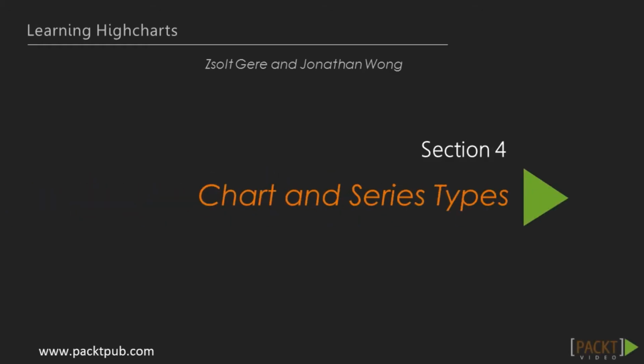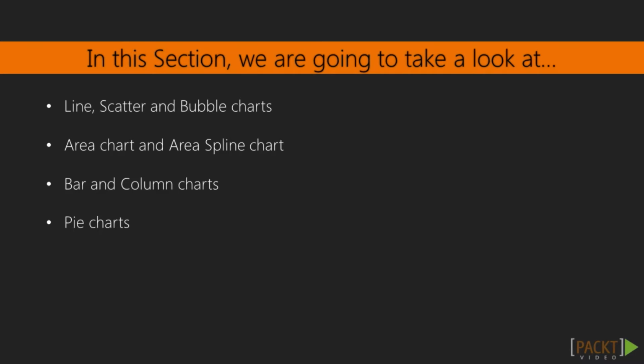Welcome to a brand new section on charts and series types. Up until the last section, we explored the different Highcharts options, layouts, and features. In this section of videos, we will be covering a range of basic chart types, such as line charts, area charts, column and bar charts, pie charts, and not to forget scatter and bubble charts. This will give you an insight into constructing and customizing basic charts, and hopefully give you the confidence to try out more advanced chart types.